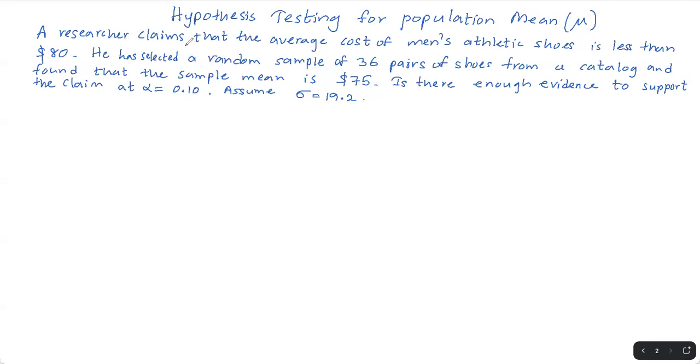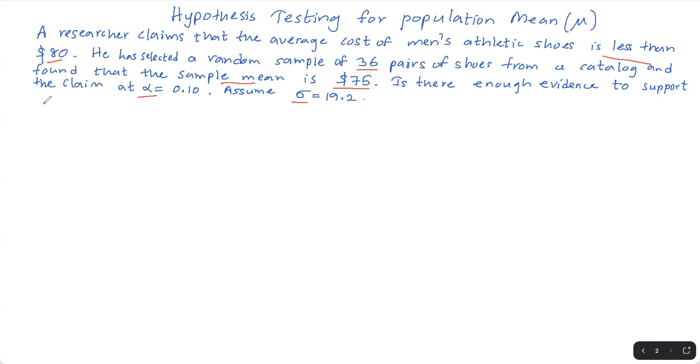So as you can see, a researcher claims that the average cost of men's athletic shoes is less than $80. He has selected a random sample of 36 pairs of shoes from a catalog and found that the sample mean is $75. Is there enough evidence to support the claim at alpha equals 0.10? Assume the population standard deviation equals 19.2.